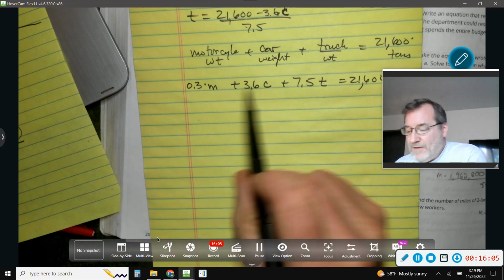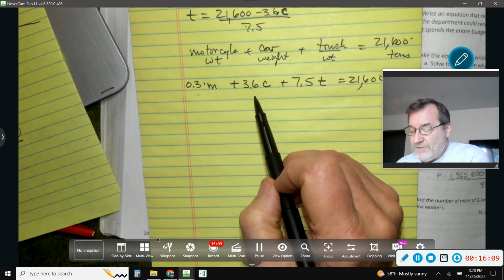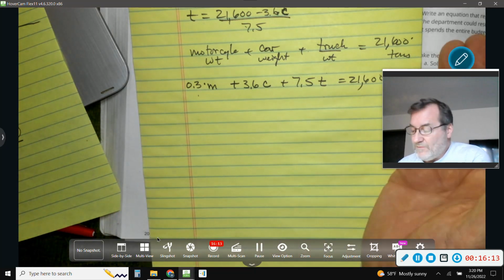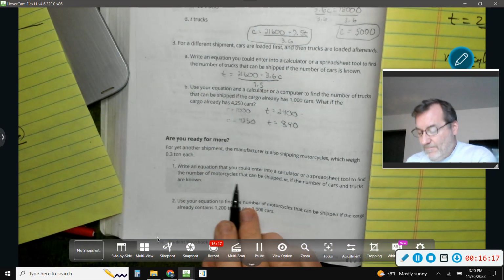Alright, so that's the basic how you do this. You still have the same idea. It's tons per motorcycle times motorcycles, tons per car times cars, tons per truck times the number of trucks. And this will give you your total. So that's kind of what we're going through right here.